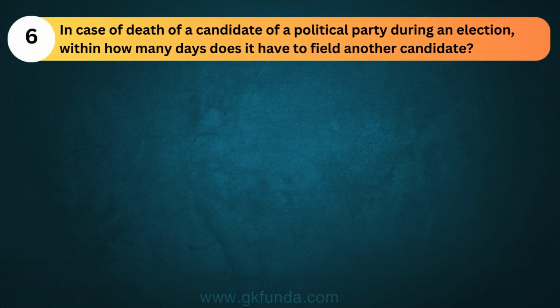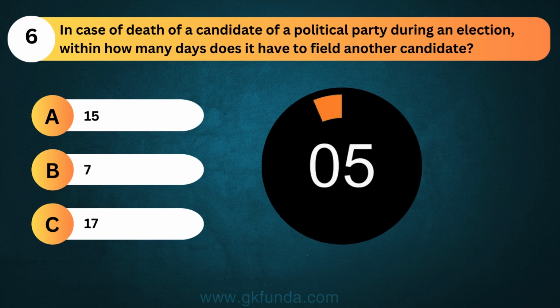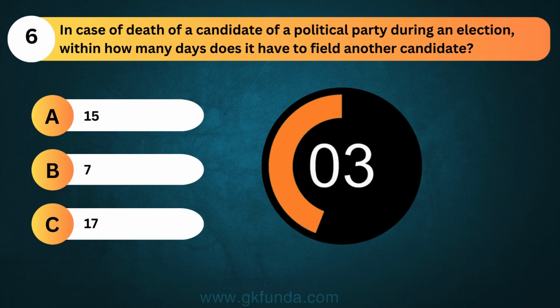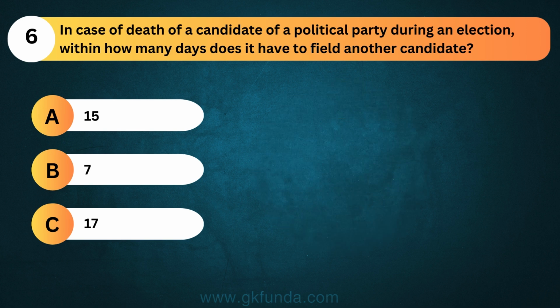In case of death of a candidate of a political party during an election, within how many days does it have to field another candidate? The answer is option B, 7.